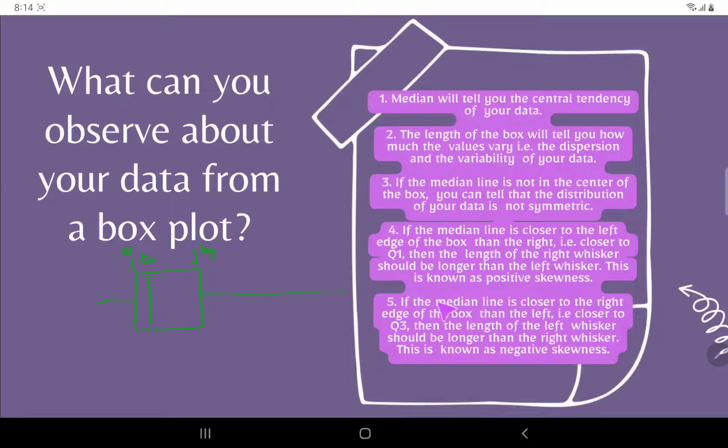And then if the median line is closer to the right, if Q2 is closer to Q3, then the length of the left whisker should be longer than the right whisker. This is known as negative skewness. Okay, so based on this box plot, kita boleh tengoklah dia punya distribution, whether it is normal distribution, negatively skew ataupun positive skew.